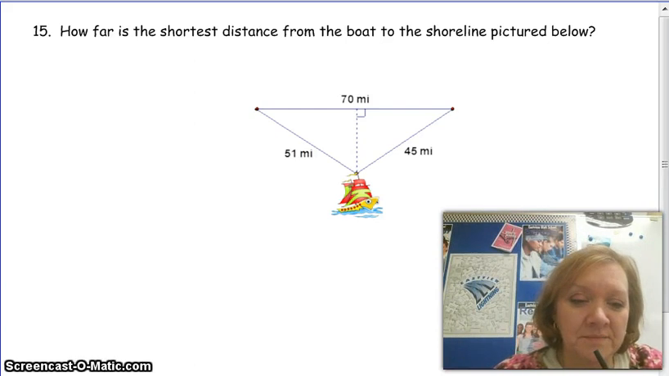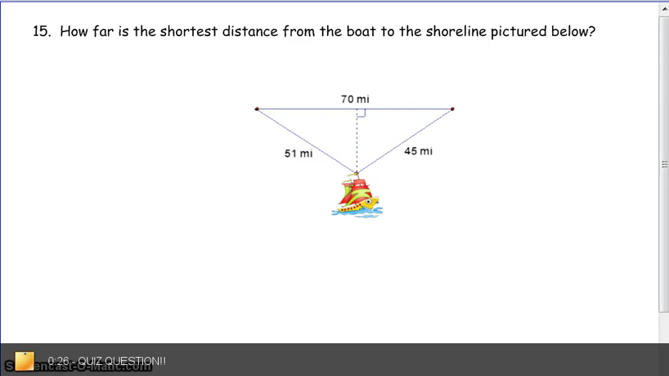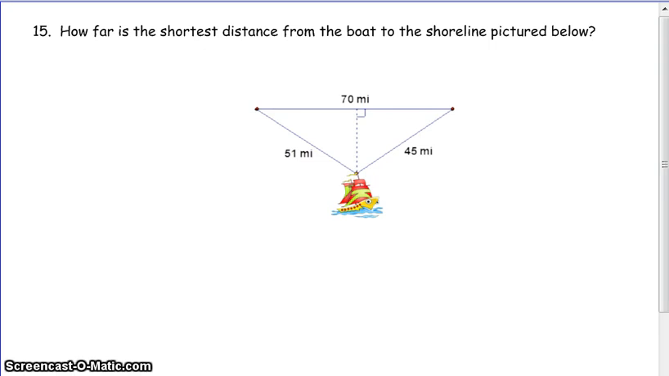Let's get started. All right, so here we've got a boat out in the ocean off the shoreline, and the shoreline is going to be right over here, and we would like to know how far that boat is from the shore. Now, hopefully, if you're measuring the boat to the shore, you are looking for this distance. So right there is where our final answer is going to be. However, I think we've got some work to do before we actually get to that. All I've got are these different distances, 51, 45, and 70. And I don't know anything about this perpendicular distance.